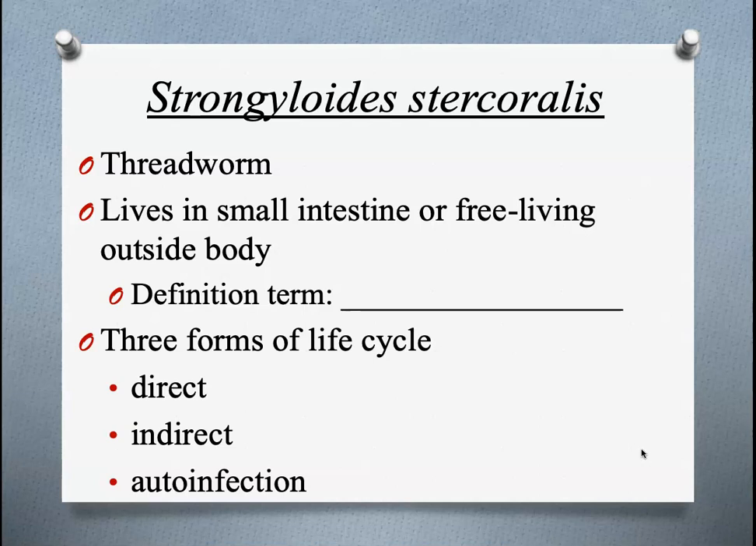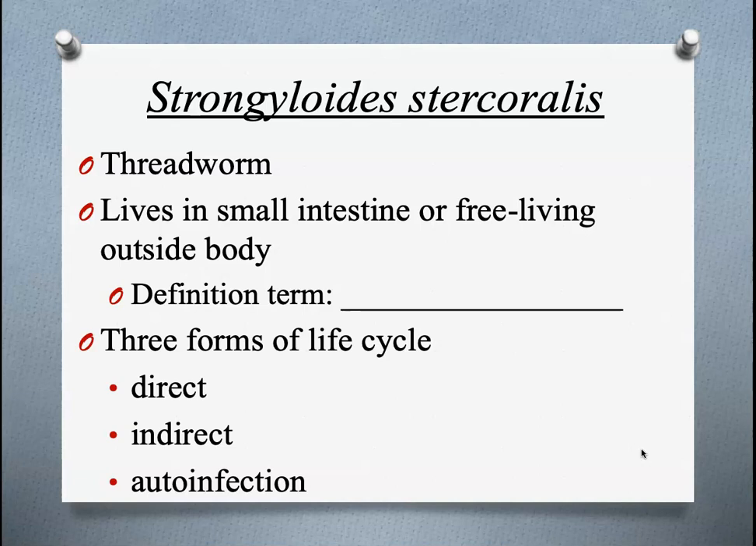Okay, Strongyloides stercoralis is the next parasite. This is also known as the threadworm. This guy can live in the small intestine, or it can have a free-living cycle outside of the body. Do you remember this definition term? This is what we call a facultative parasite, where it can live apart from its host. What is the opposite of facultative? It is obligatory. An obligatory parasite cannot live apart from its host. But this is our first example of a facultative one, where it can have a free-living life cycle.